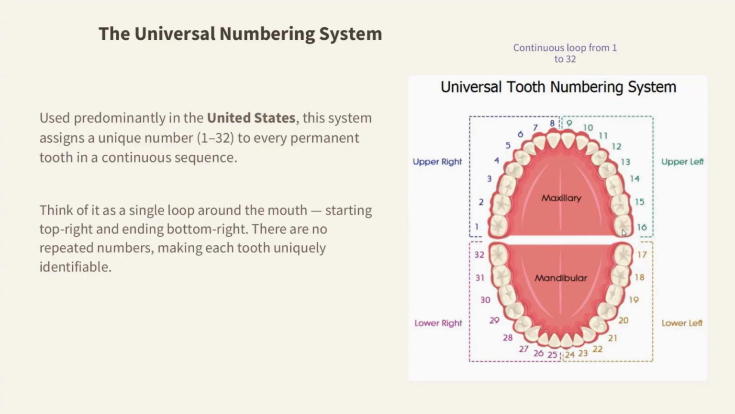After that, we drop down to the lower left molar, which is number 17. And then we continue all the way to tooth number 32, which is our lower right third molar. So basically, it forms a loop around the mouth. There is no quadrant and it's very easy, but with practice, you will be able to memorize them and see it in one instance.